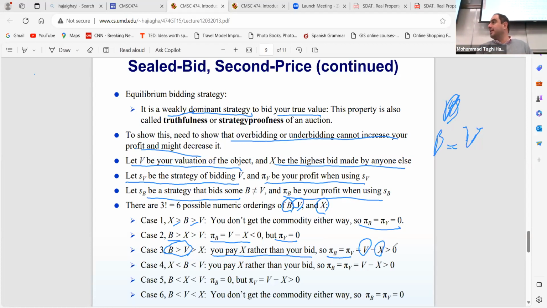In both cases, you get the same thing, even though your bid was greater than B, because this is independent of your bid. What about this one? This is the other case.